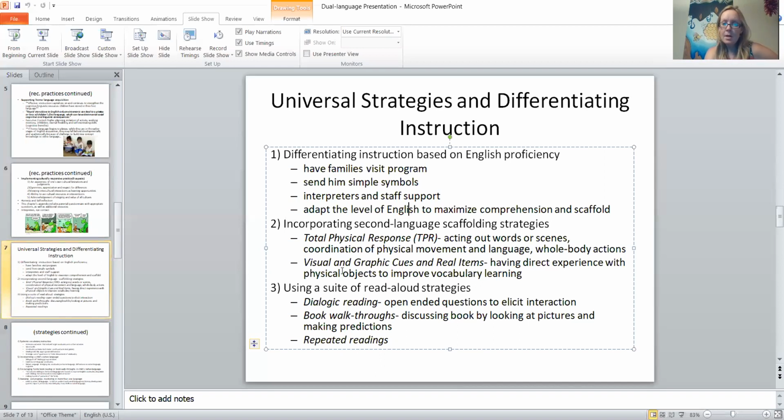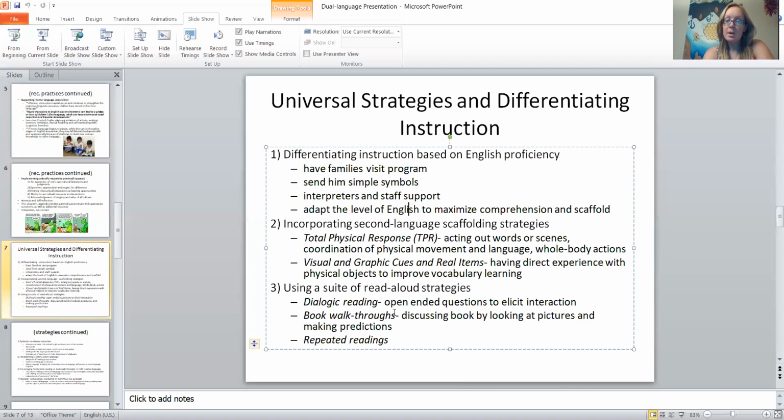Then a third strategy they mentioned is different read aloud strategies, which again, there's so many. The few that the book talked about was dialogic reading, which is open-ended questions to elicit interaction. So you're discussing all these different parts of the book with the children through these open-ended questions.